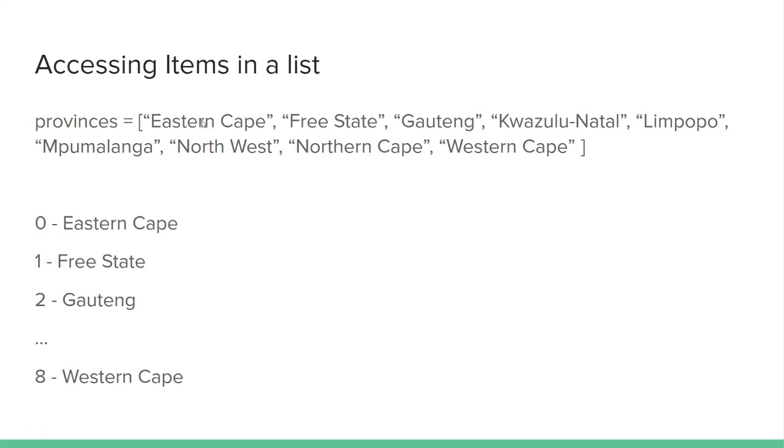First item is 0, and the last item is the number of items in the list minus 1, in Python and all zero-indexed programming languages. So if I wanted to access Free State, I would have to use the index 1, because Eastern Cape is 0, Free State is number 1. I'll show you this practically in VS Code. Let's just go through the slides a bit.